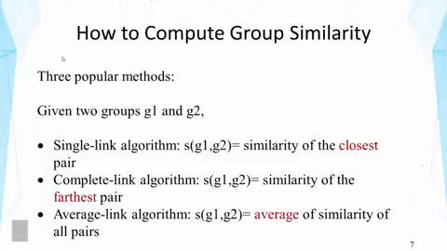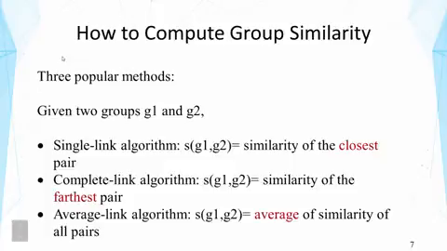So given 2 groups, the single link algorithm is going to define the group similarity as the similarity of the closest pair of the 2 groups. Complete link defines the similarity of 2 groups as the similarity of the farthest pair.